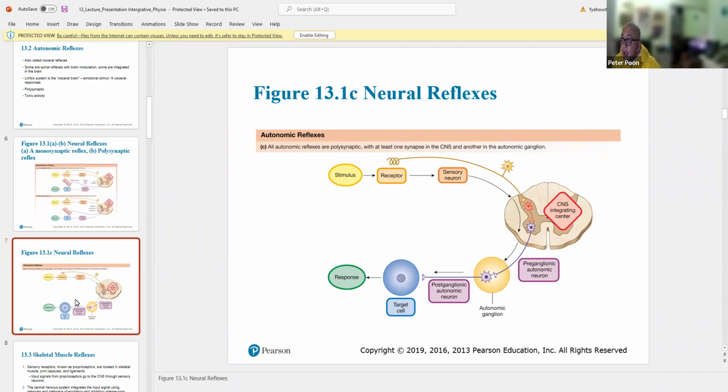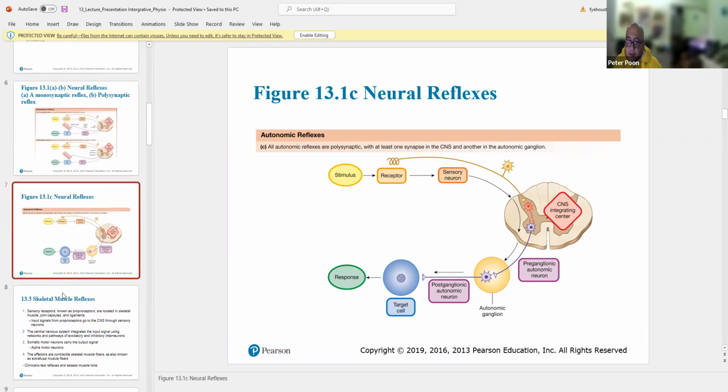All right, so autonomic reflexes will take even longer because there's always two outgoing neurons, right? There's always a ganglion. There's always an autonomic ganglion. So one interneuron, first effector, so pre-ganglionic neuron, and then post-ganglionic neuron, and then response.